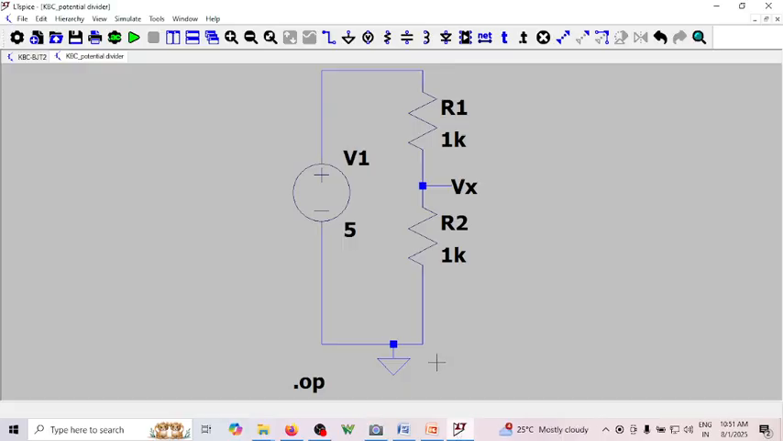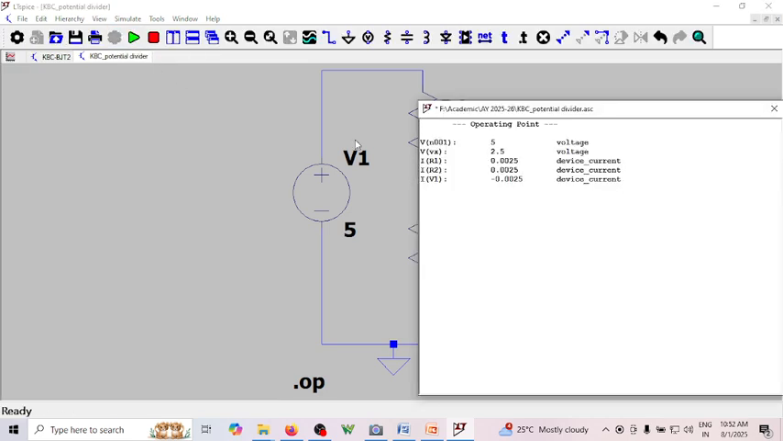So I already have the circuit here. Now let us do one analysis. Let me run this .op, because now we are trying to see only the voltage. Now since it is 1k, you can see the voltage, that is V of Vx is 2.5. So that's what we expected.